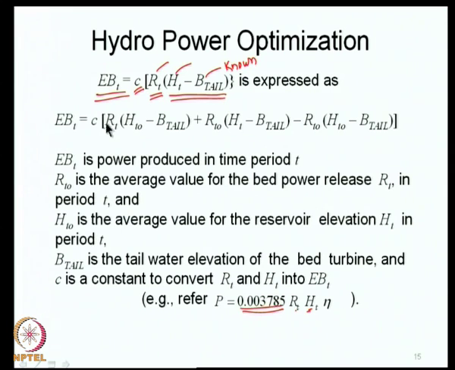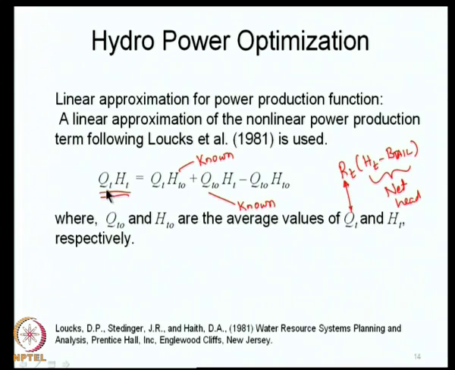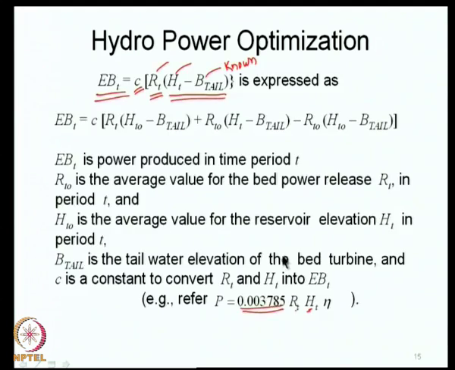So, this we will write now using this expression: Qt HT is equal to Qt HT naught plus Qt naught HT minus Qt naught HT naught. So, I will write this as C into RT into HT naught minus B tail. That is what I am doing here.